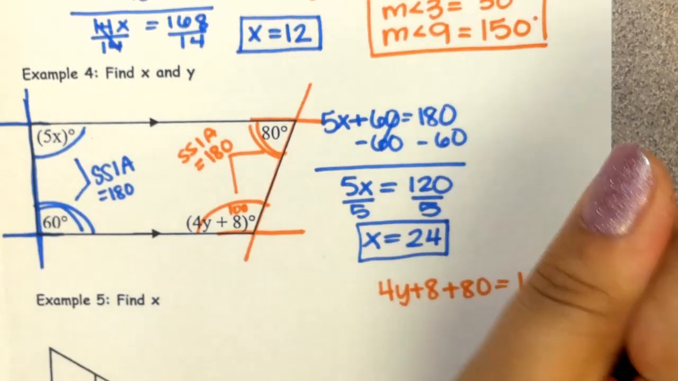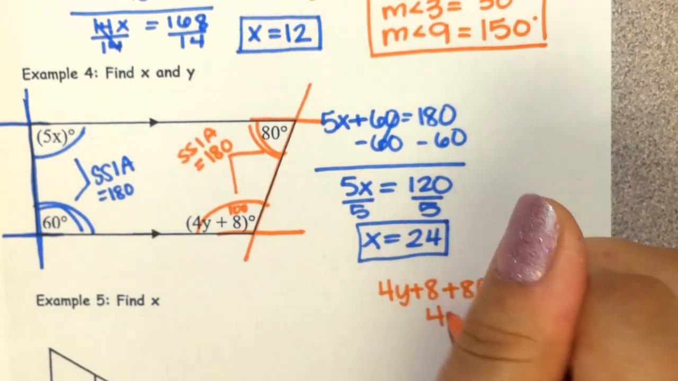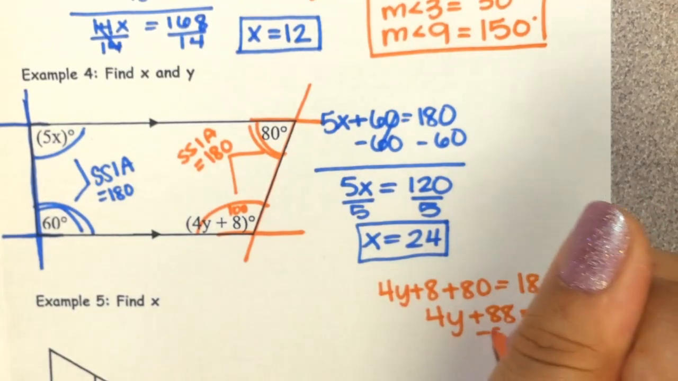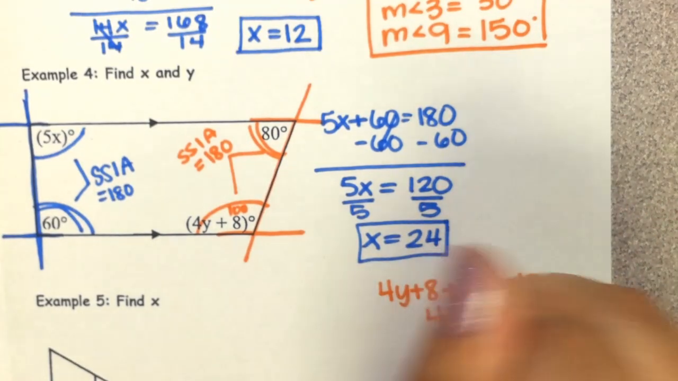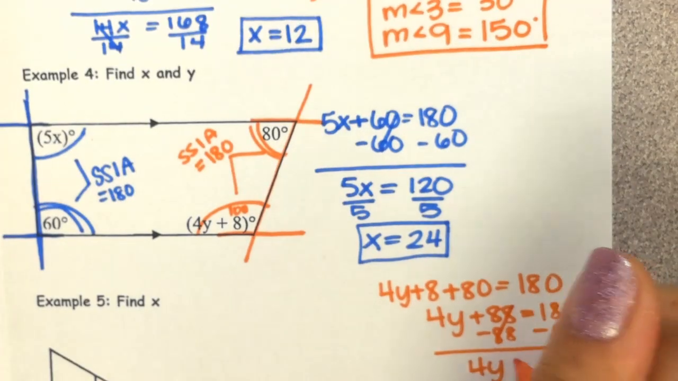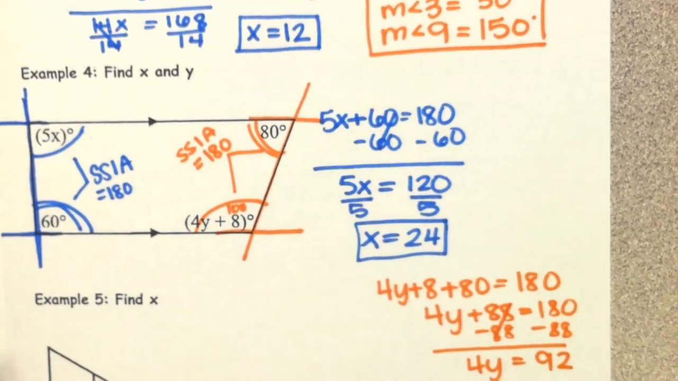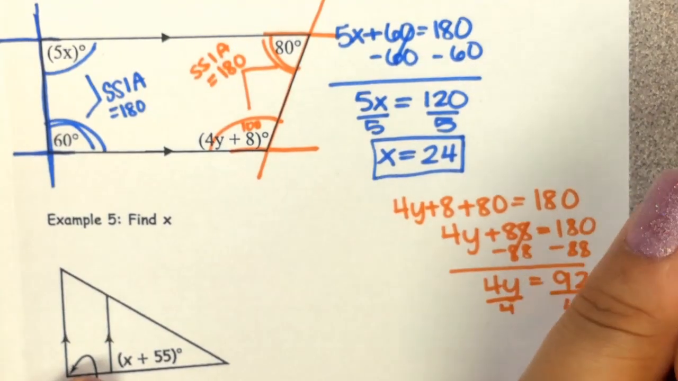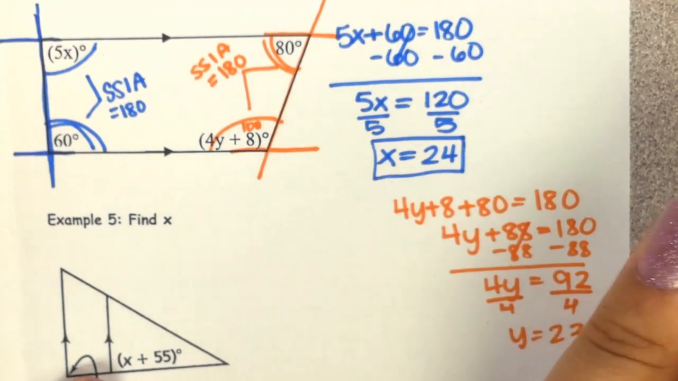What do you mean? Does that equal 92? And what is 92 divided by 4? 23. Cool.